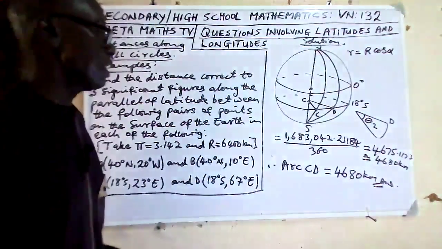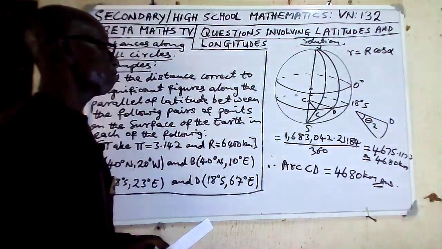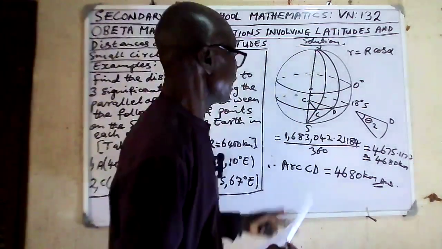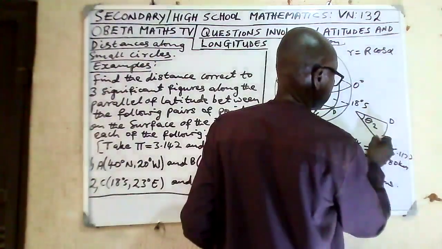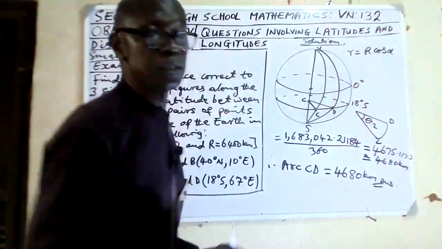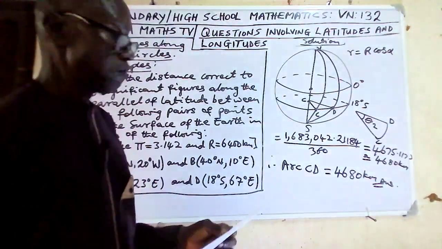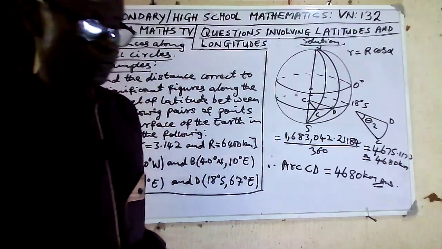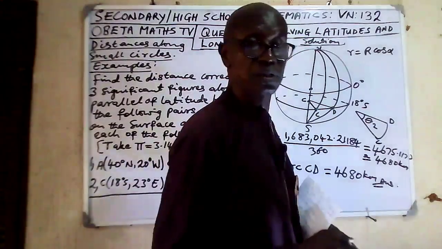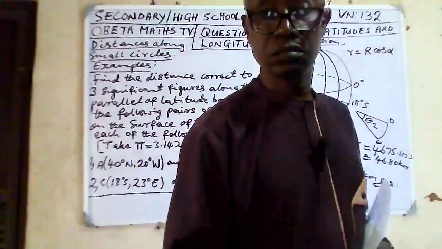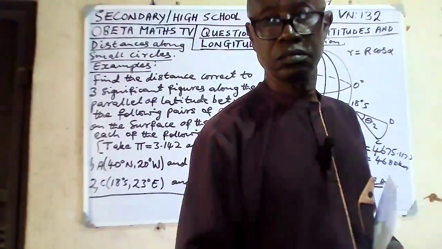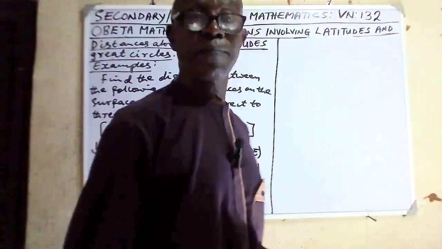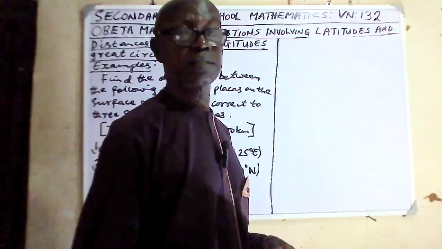So we have succeeded in getting the distance between C and D. That's what we have done here. So that is that. We will now go over to trying to get distances along great circles, as we have finished that of a small circle. Okay, we continue by looking at distances along great circles.